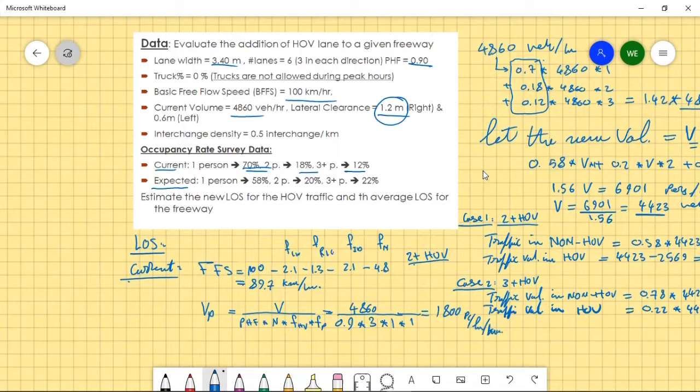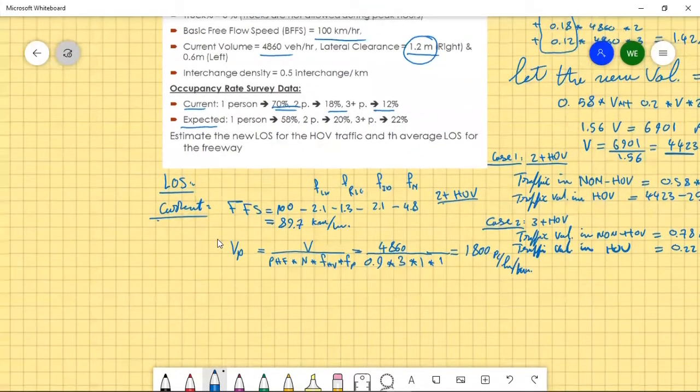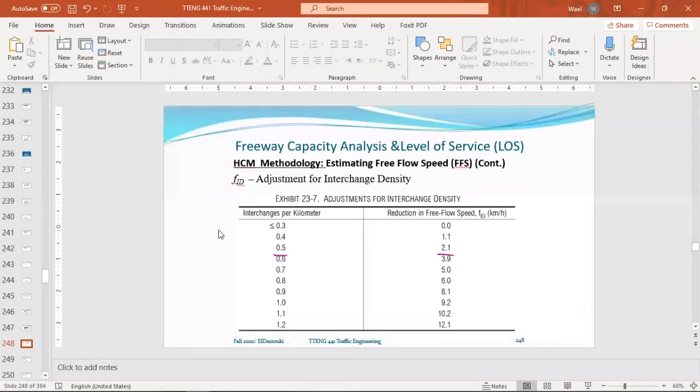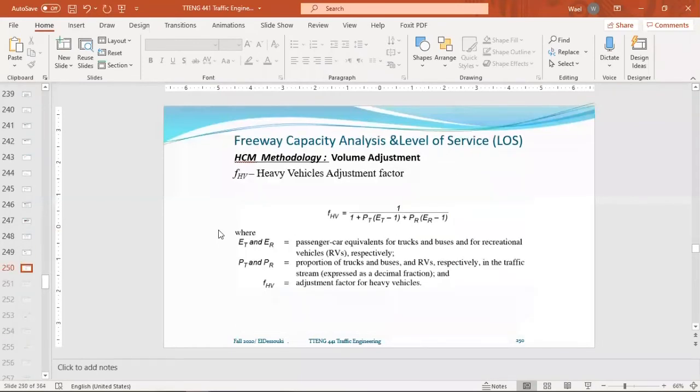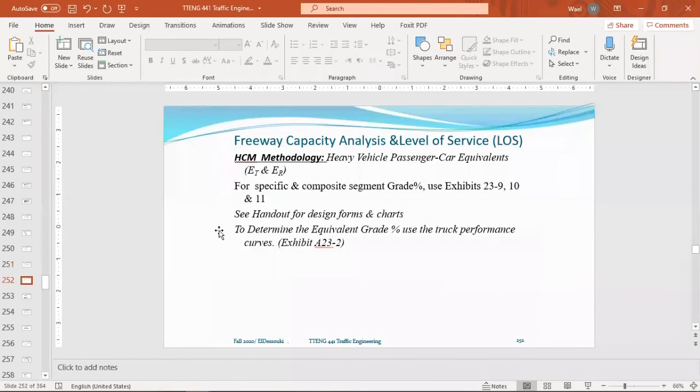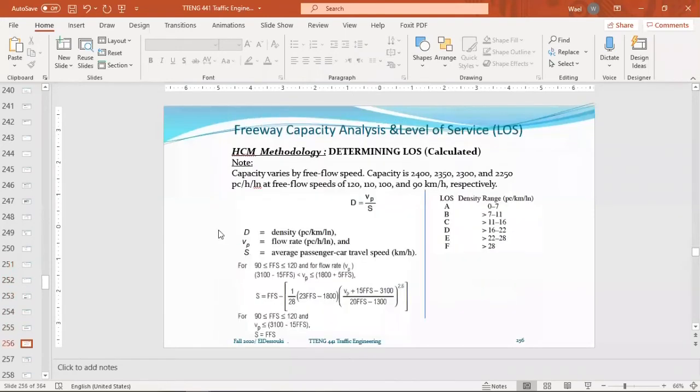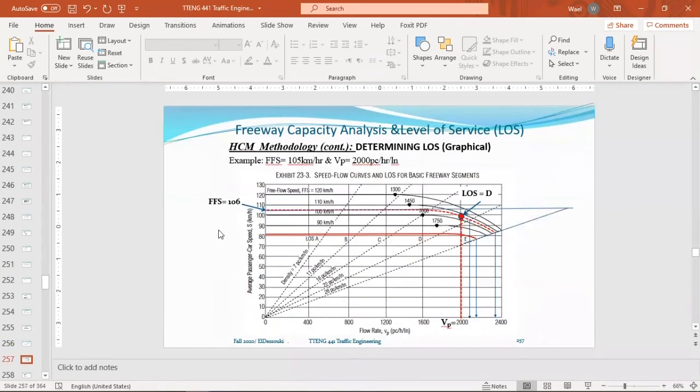So now we want to calculate the density. In order to calculate the density, we have to calculate VP divided by S, which is basically the speed. And the speed in this case is going to be varying because the volume is 1800, so that's beyond the limit. Let's go and check on the charts here to see how we're going to do that. So that's basically what we did for the volume adjustment. That's the heavy vehicle factor. Okay, so here we need to check on the volume. Basically, our volume is greater than 1800. So we need to adjust. Let's look at the chart.